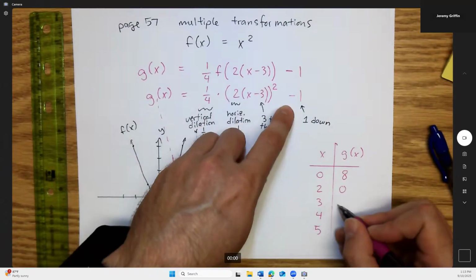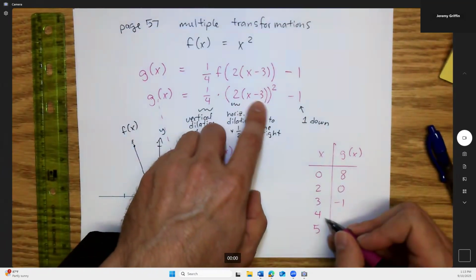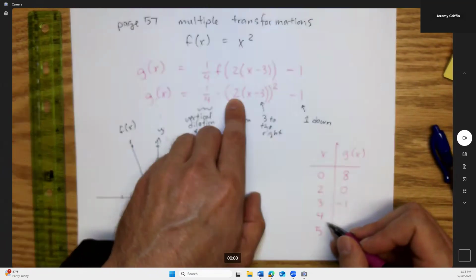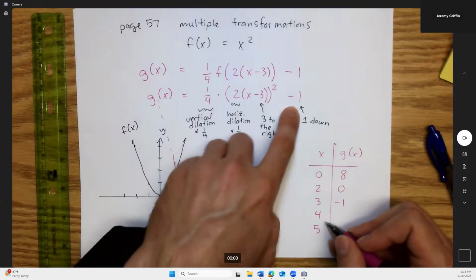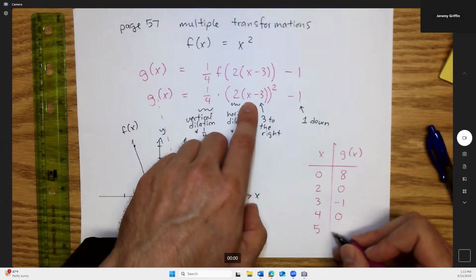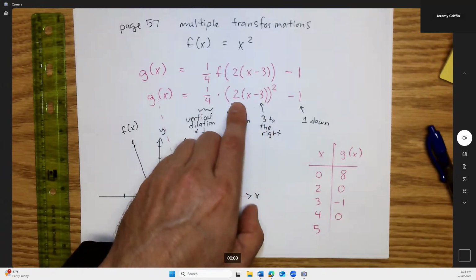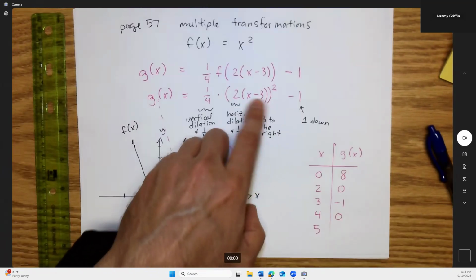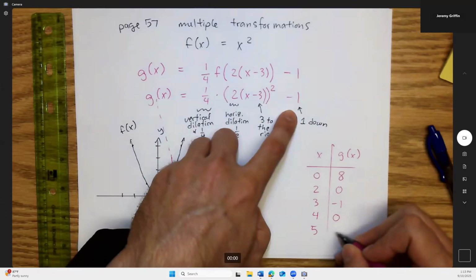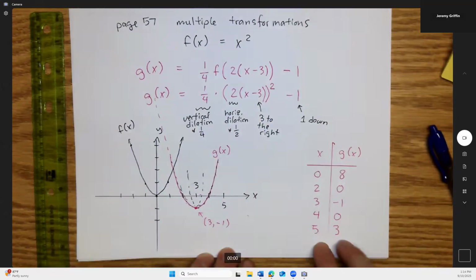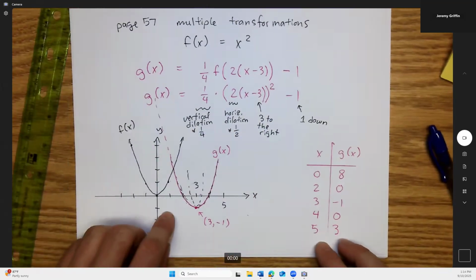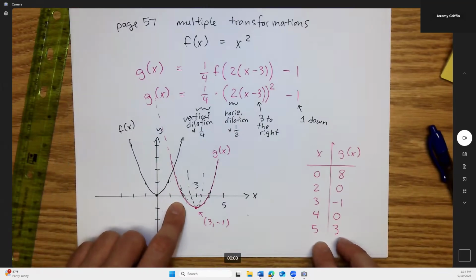And then subtract 1, you get minus 1. If I plug in 4, 4 minus 3 is 1. Times 2 is 2. Squared is 4. Over 4 is 1. Minus 1 is 0. And then 5. See, 5 minus 3 is 2. Times 2 is 4. 4 squared is 16. 16 over 4 is 4. Minus 1 is 3. So these 5 coordinates should plot exactly on this parabola.